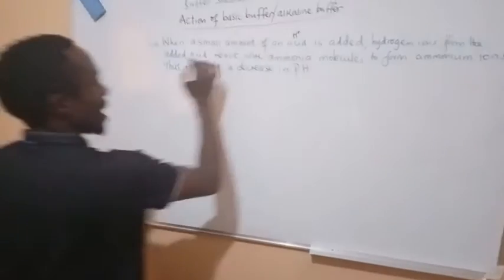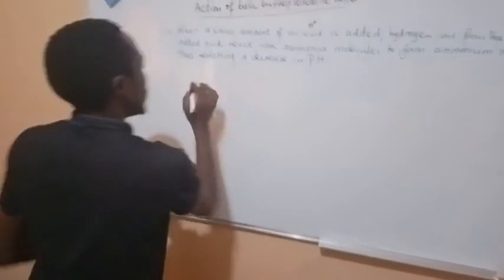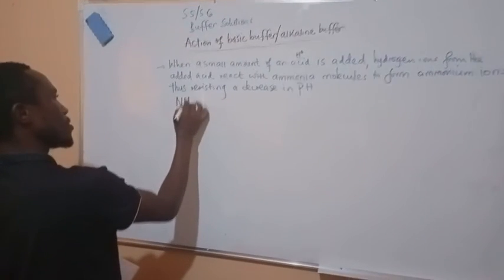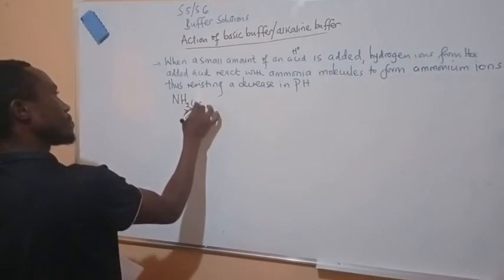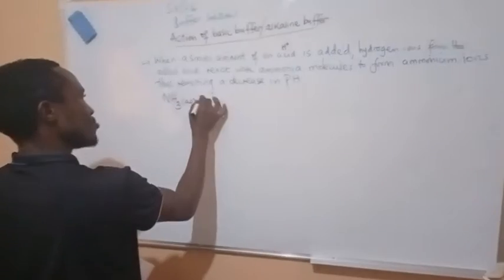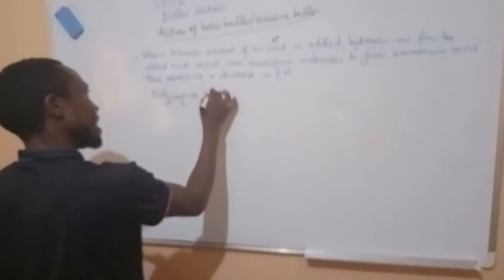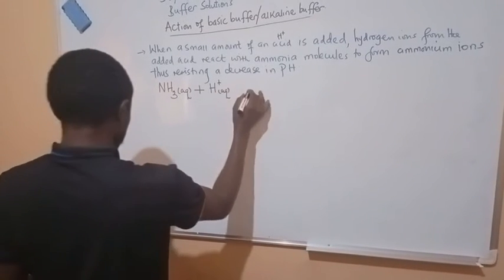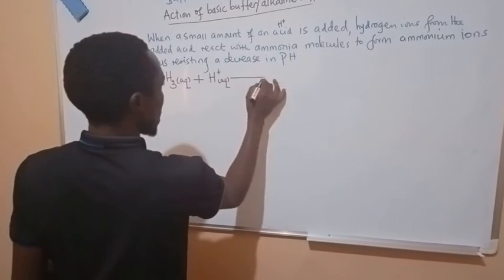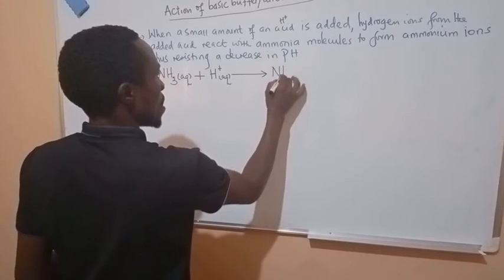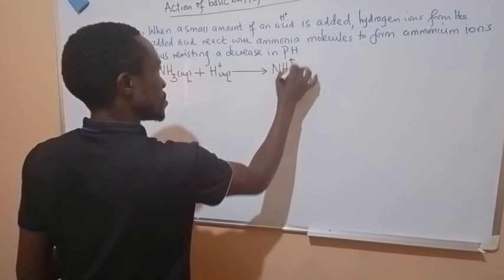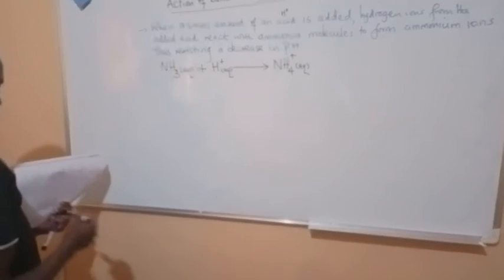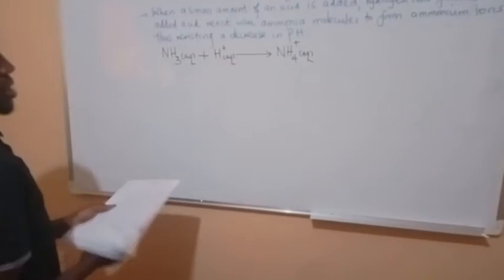What happens when you add an acid? We have said that the hydrogen ions will react with ammonia molecules. So you will have ammonia molecules reacting with the hydrogen ions of an acid added. We are going to produce ammonium ions. Now, that is when you add a small amount of an acid.